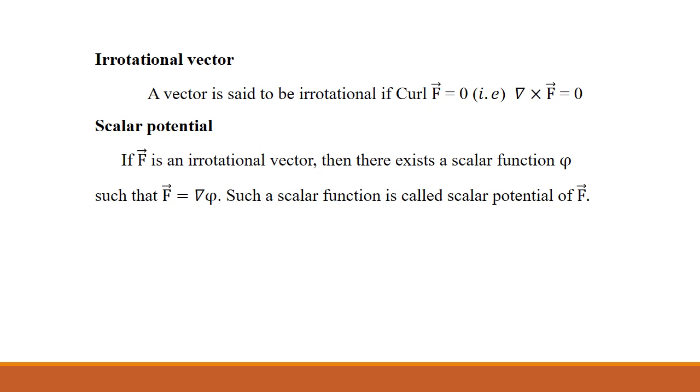Next, scalar potential. If f vector is an irrotational vector, that is del cross f vector equal to 0 vector, then there exists a scalar function phi such that capital F vector equal to del phi. Such a scalar function is called the scalar potential of f vector. That means the scalar potential of f vector is f vector equal to del phi. Phi is a scalar function.